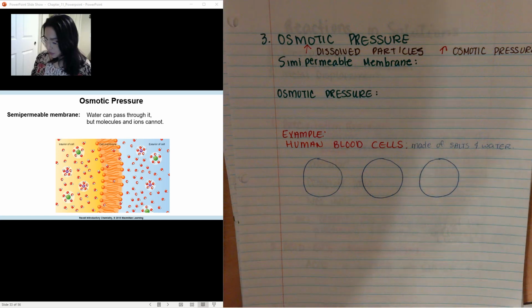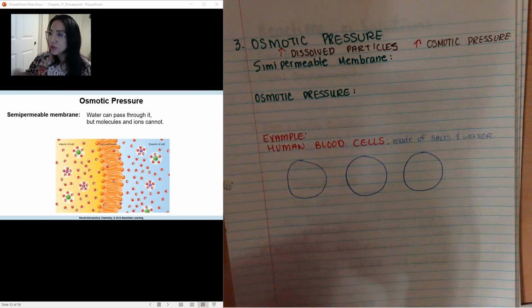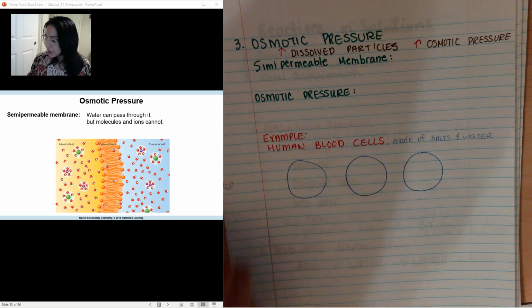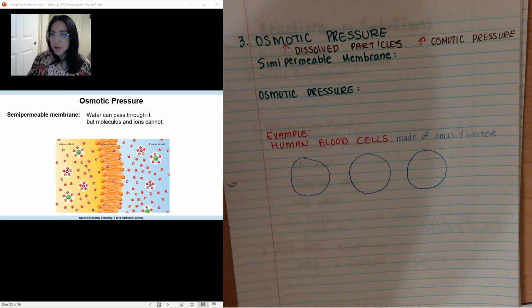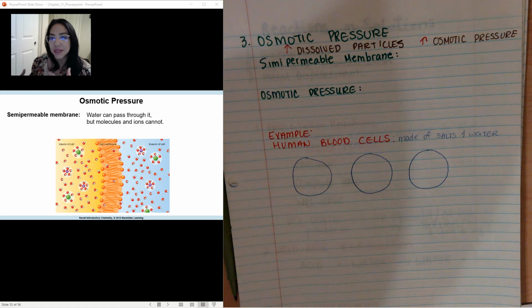Okay, guys, so the next part of the colligative properties is going to be osmotic pressure. So osmotic pressure basically is when dissolved particles start moving through different membranes, right? So let's talk about the semi-permeable membrane. The semi-permeable membrane means that water can pass through it, but molecules and ions cannot.